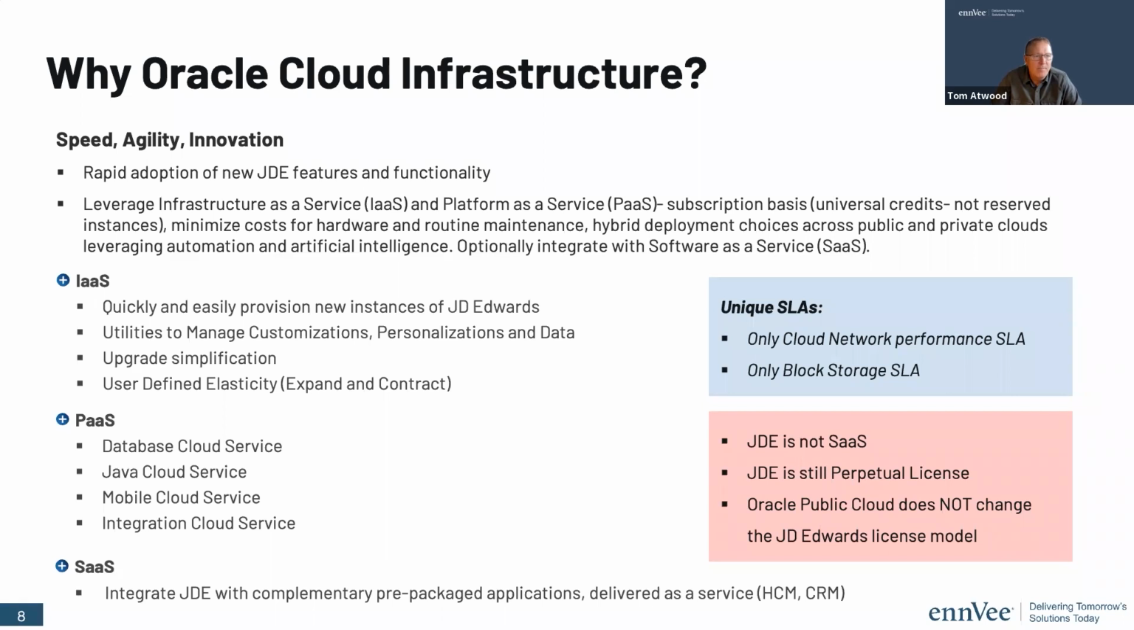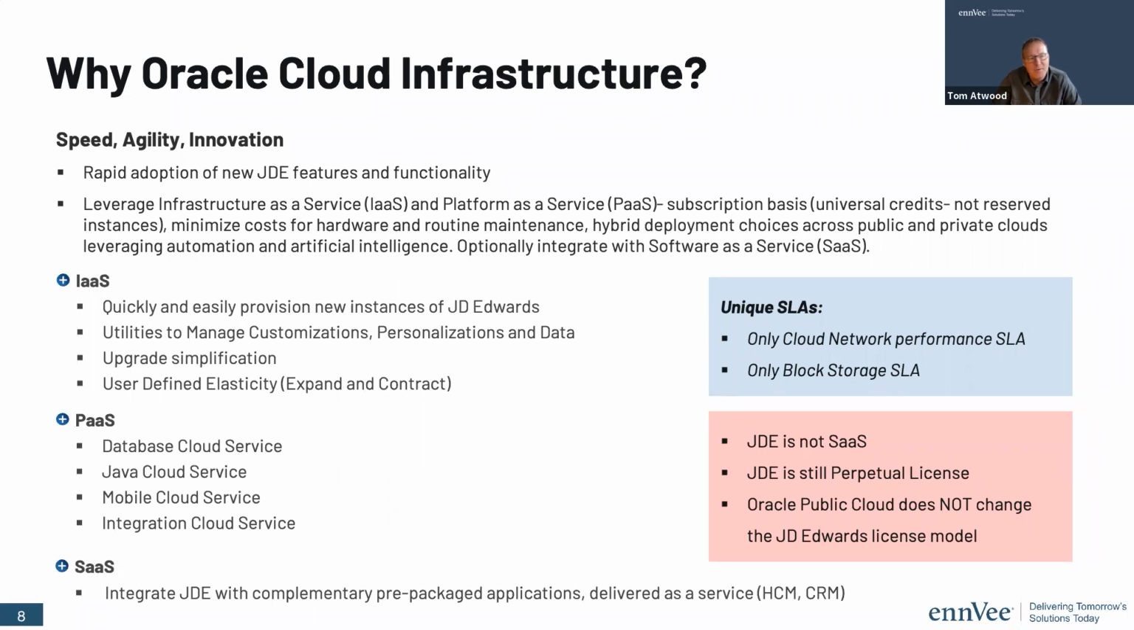When you're moving to OCI, you can take advantage of their infrastructure as a service, their platform as a service, or their software as a service. The easiest and most straightforward use case is IaaS. And with that solution, you can quickly and easily provision new instances of JD Edwards. There's lots of utilities to manage customizations. There's simplification from an upgrade standpoint, depending on what release you're at. And then you can have elasticity where you can expand and contract based on your workload.